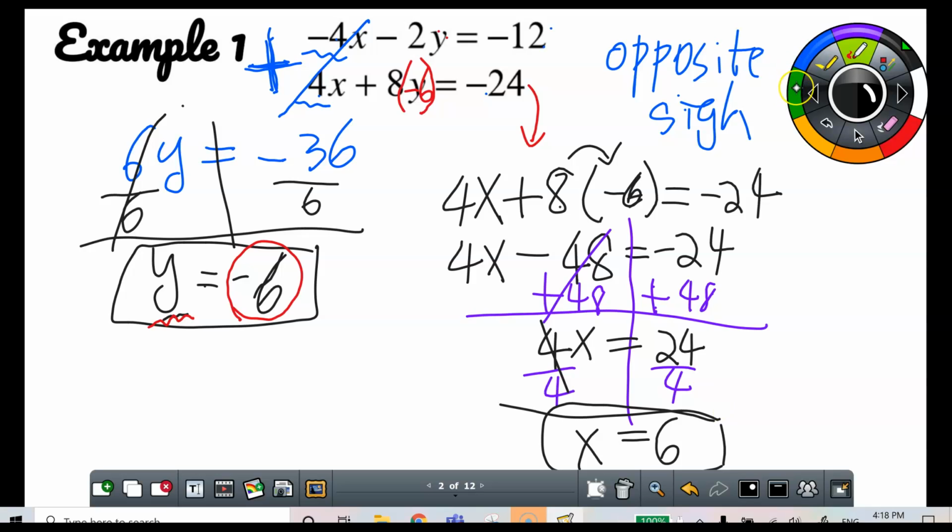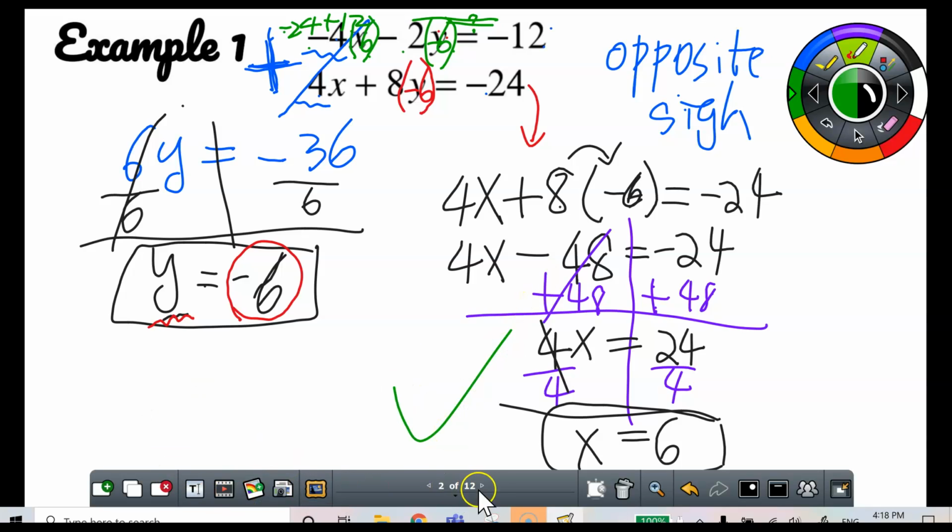And finally, check your answer. How are you going to check it? Plug 6 and -6 in for x and y in either of the equations. So let's use the first equation. x is 6, plug it in. y is -6, plug it in to see if it really equals -12 on the other side. So -4 times 6 is -24. -2 times -6 is +12. And -24 plus 12 equals -12. It means our solutions for x and y are right.